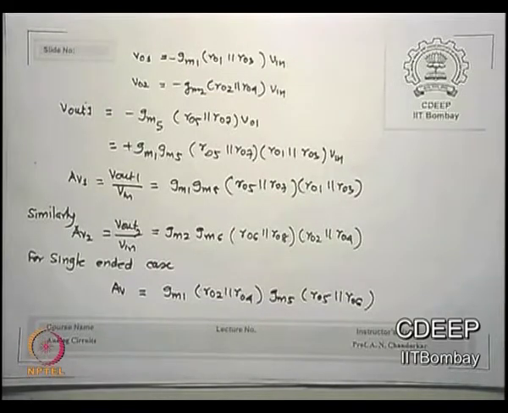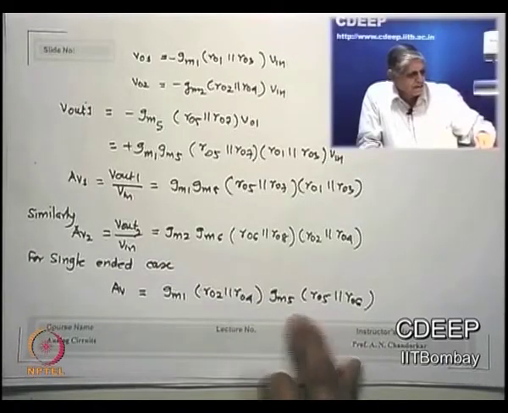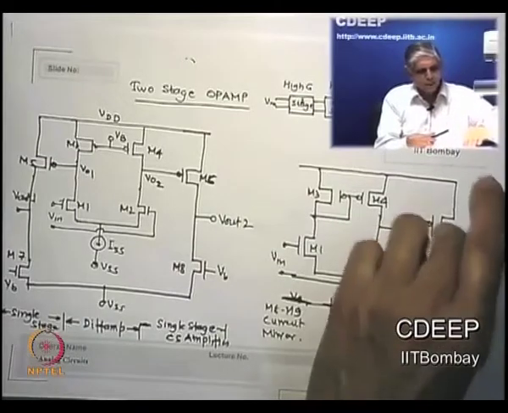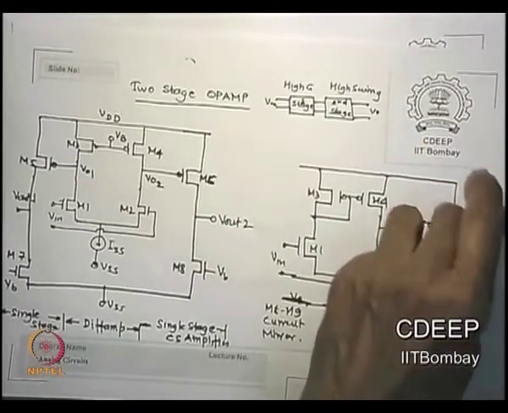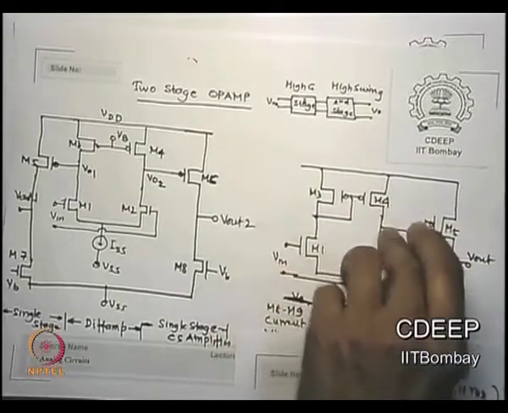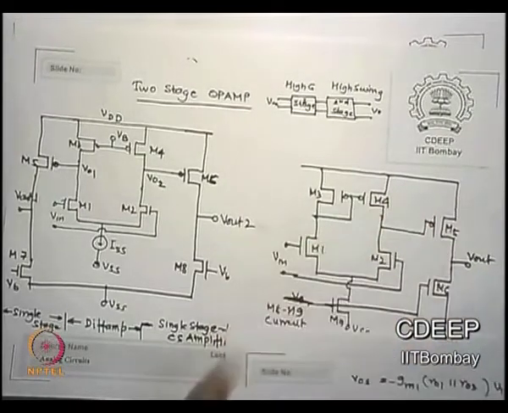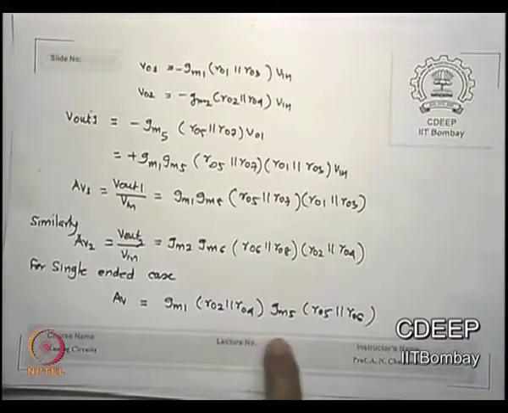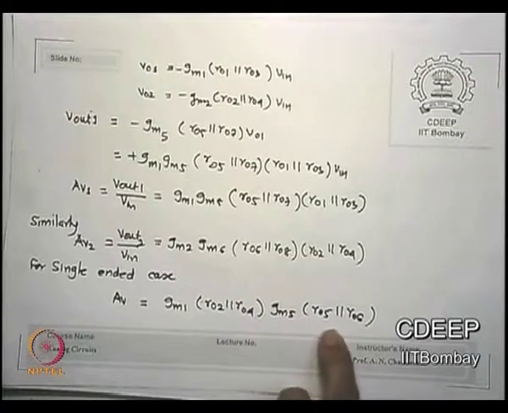In the case of single ended, what will change? Nothing much will change. Just look at this, the output will be gm5 times the parallel combination of ro5 and ro6, into whatever output is coming here, which is nothing but the same as what we did earlier, gm1 into ro2 parallel ro4 into gm2 ro. It is still the same, the only thing is it is single ended on the one side.